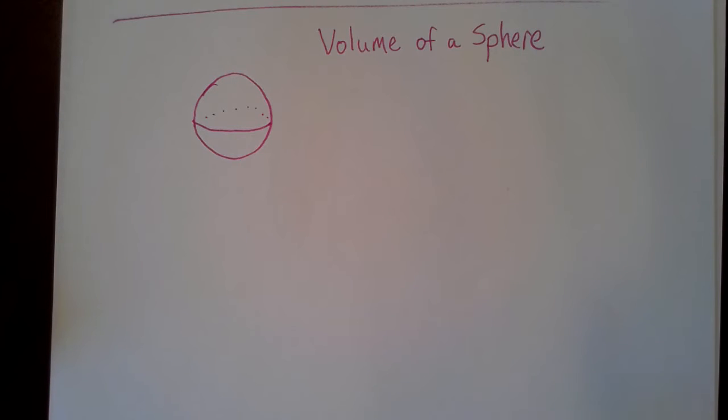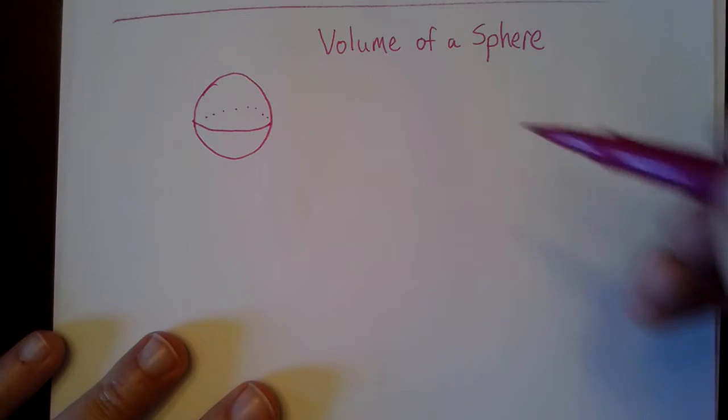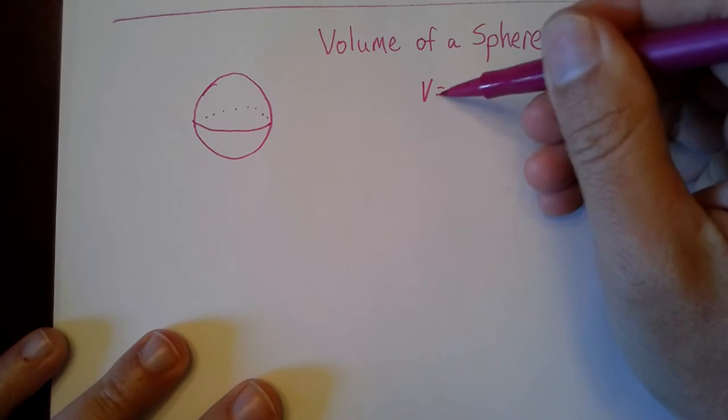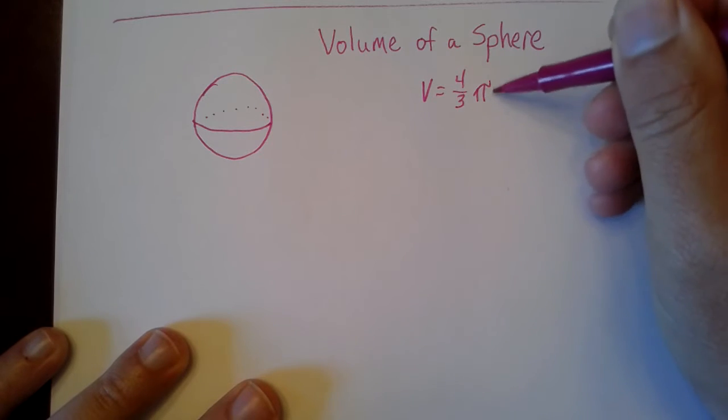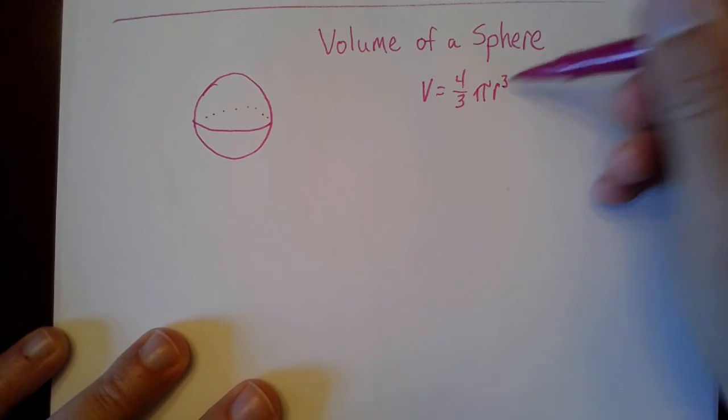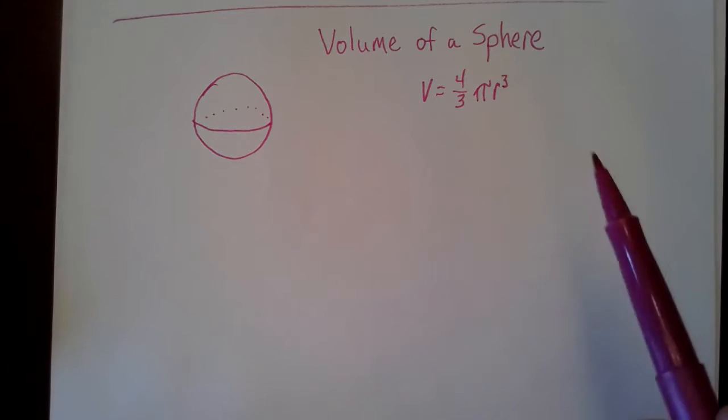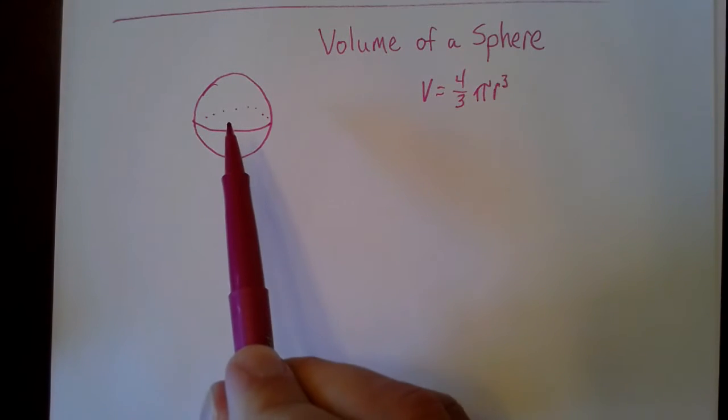All right, so let's find the volume of a sphere. Now, to find the volume of the sphere, there is just a formula for it. Volume equals 4/3 pi r cubed. But let's kind of break that down a little bit. We could just plug in the radius. All you need here is the radius.